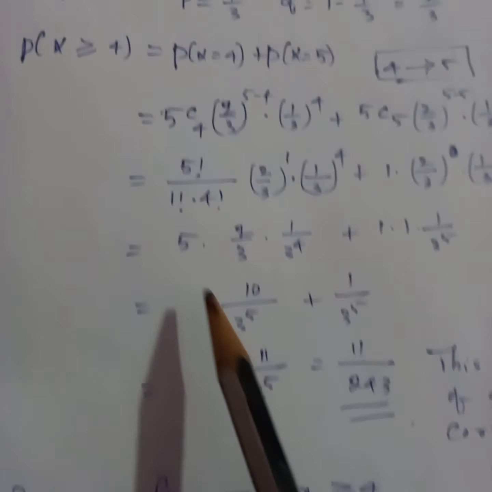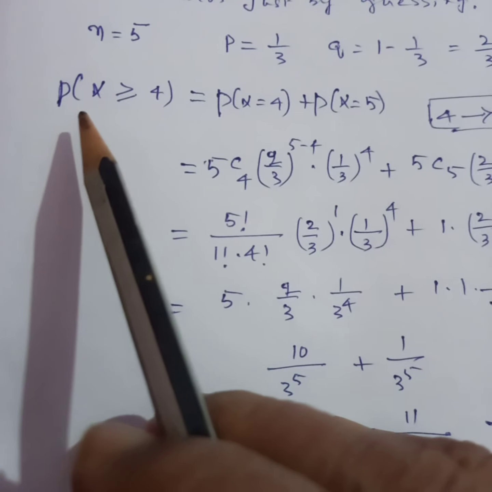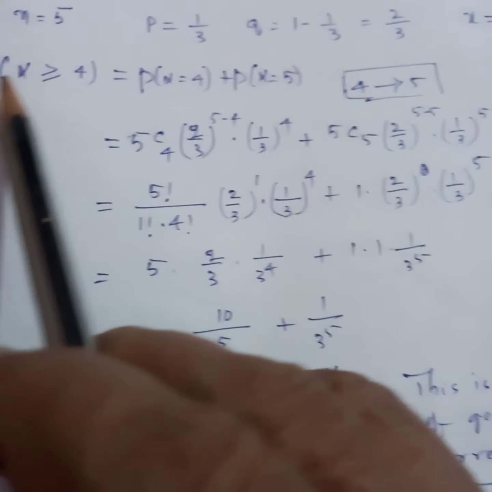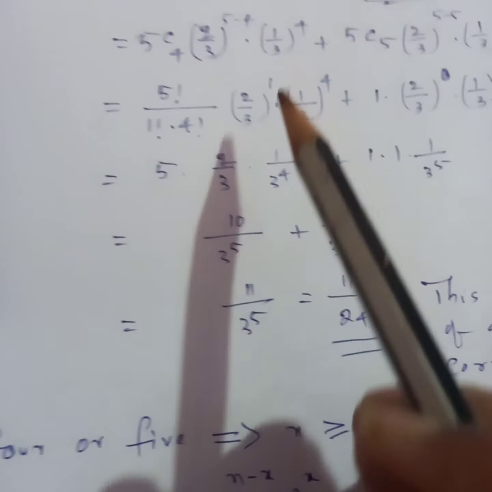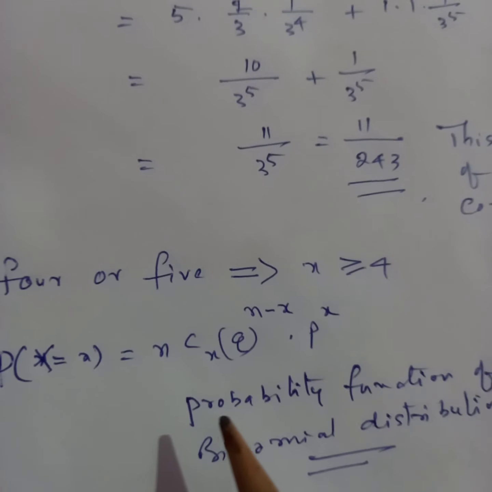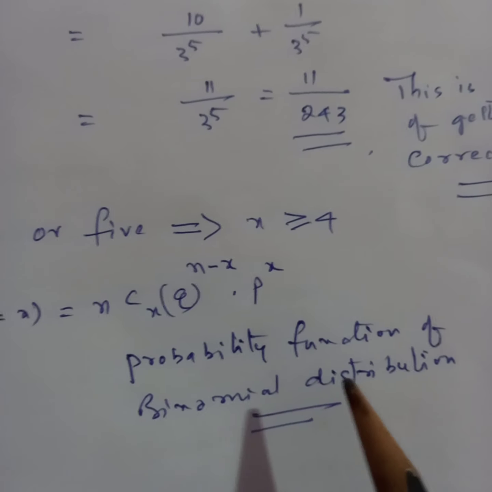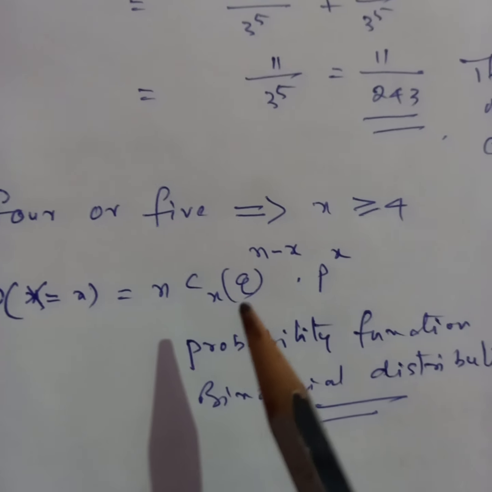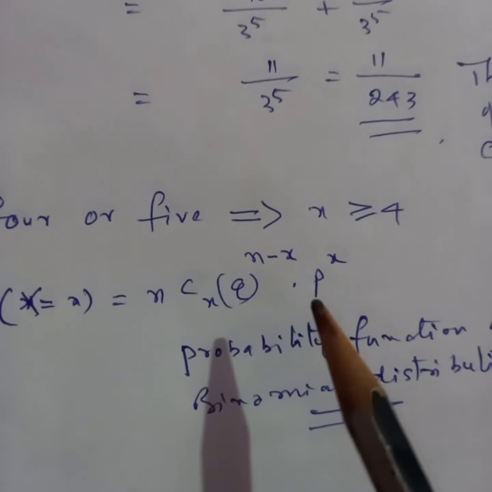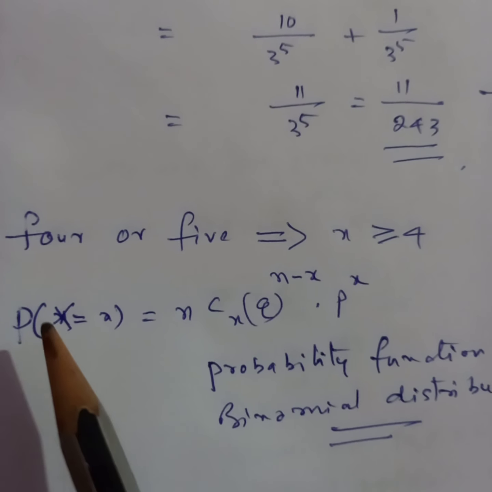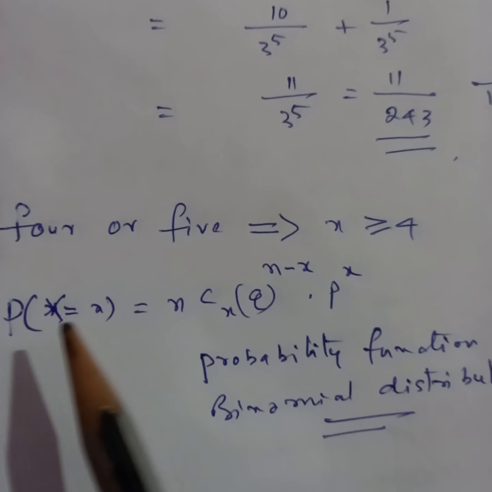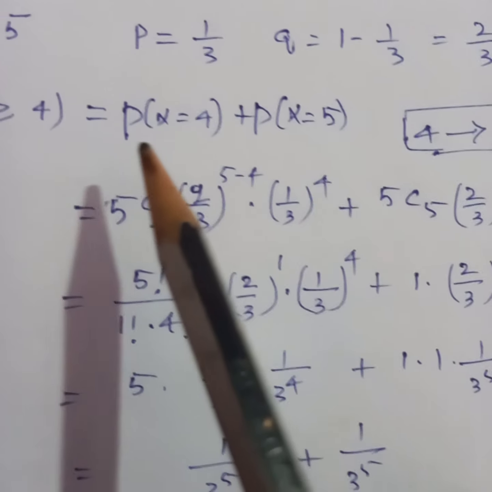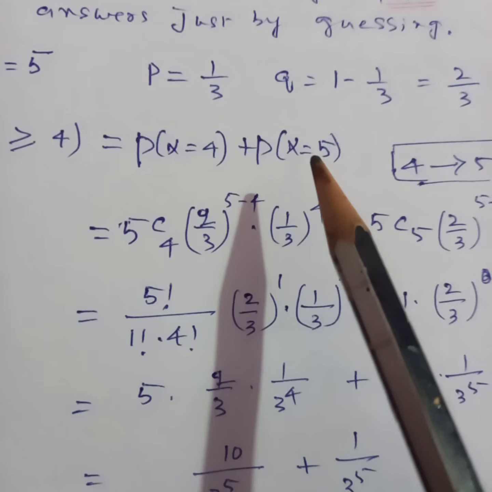So when x is greater than or equal to 4, what we do? P(x≥4) = P(x=4) + P(x=5). This is what you have to write. Now we get this from the probability function of binomial distribution: P(x) = nCx q to the power of n minus x, p to the power of x. Here P(x=4) or P(x=5), those two values we write here: P(x=4) + P(x=5).